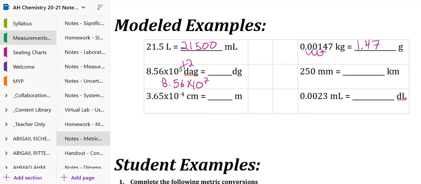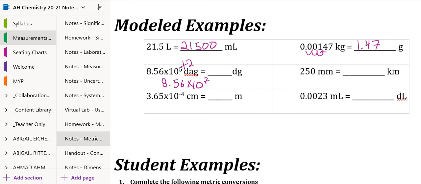So scientific notation can be intimidating, but with metric conversions, it's way easier because you just add or subtract from your exponent for 10. I mean, I'm not going to say it's way easier, but it's less thinking about moving the decimal.